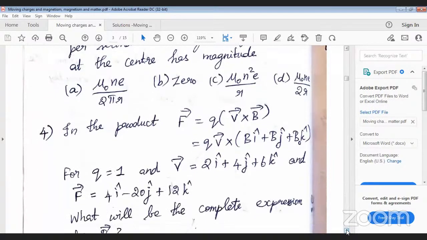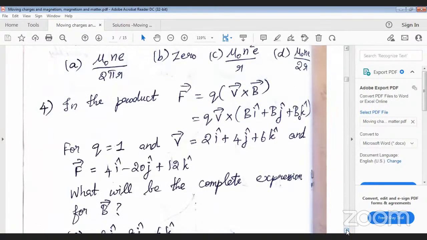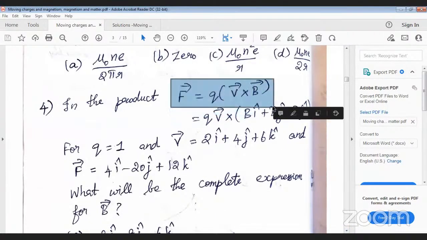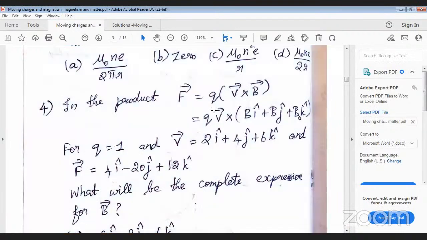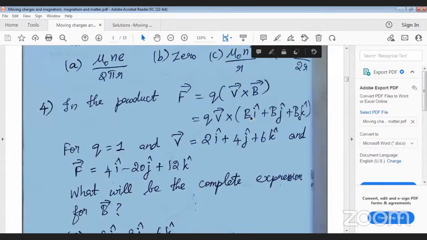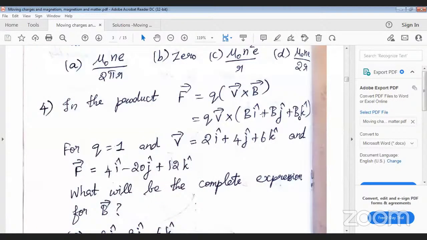So now, the next question is, in the product F equal to Q into V cross B, that is equal to Q into V cross, instead of this B, I have to write this equation: B I cap plus B J cap plus B naught K cap. Okay. So what does it mean actually? B is a vector quantity. Okay. Magnetic field B is a vector quantity.